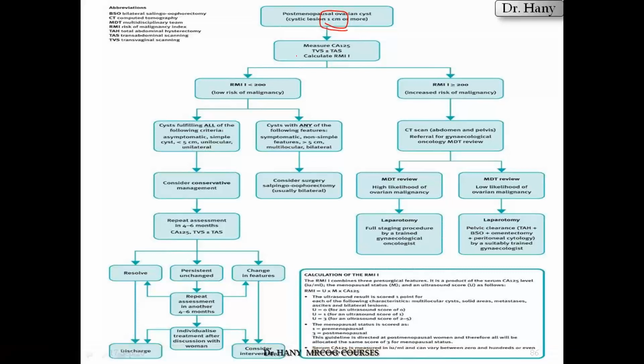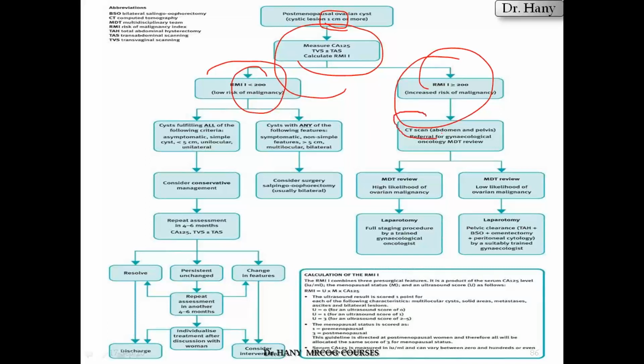What will be the investigation? Transvaginal ultrasound plus the risk of malignancy index, the cancer antigen 125. If it is less than 200, you will follow up, and I will tell you how. If more than 200, CT, because of a high risk of malignancy. So the next exam question: you will do a CT abdomen and pelvis, then refer to the multidisciplinary team.